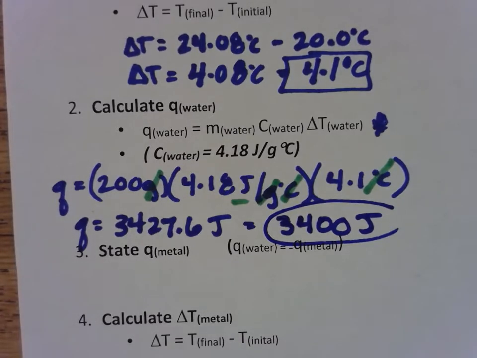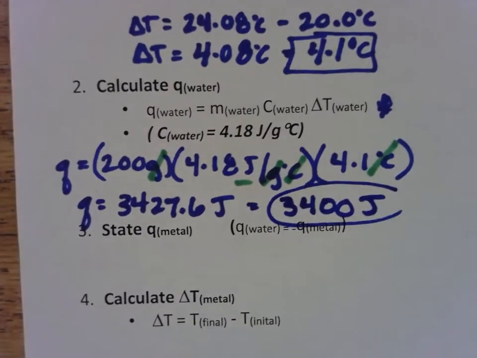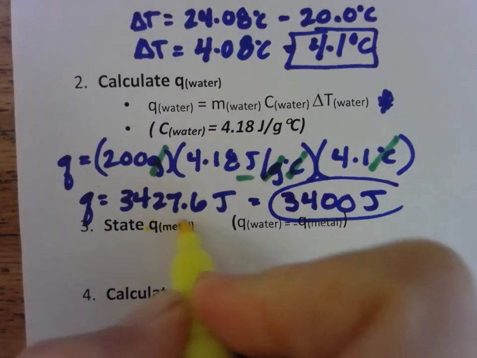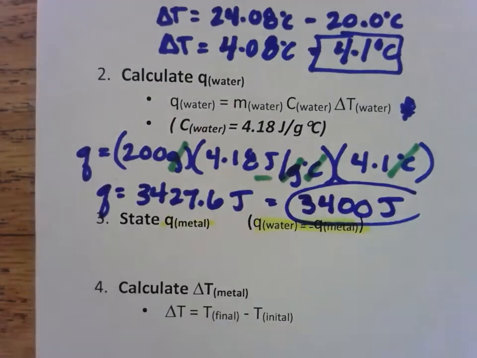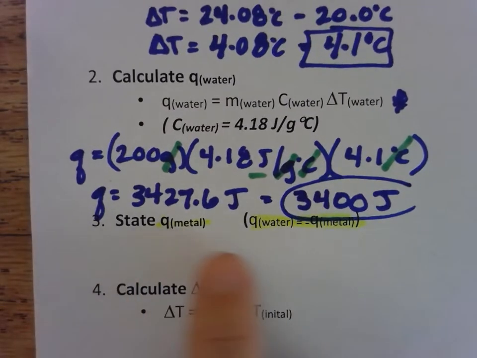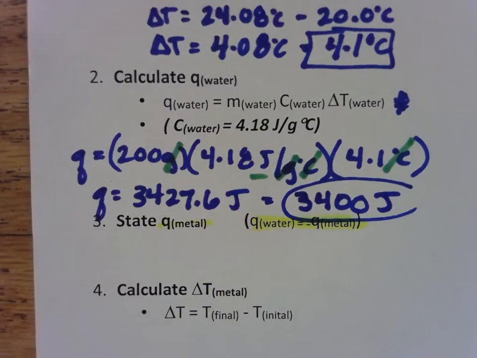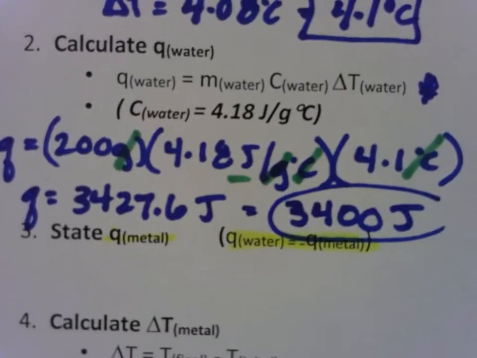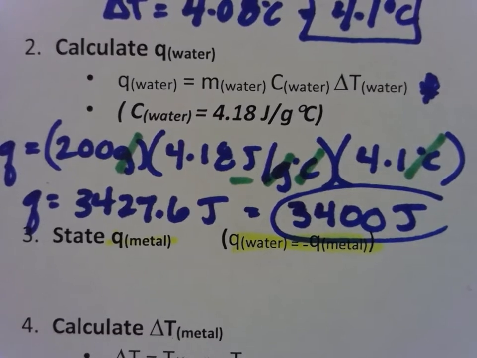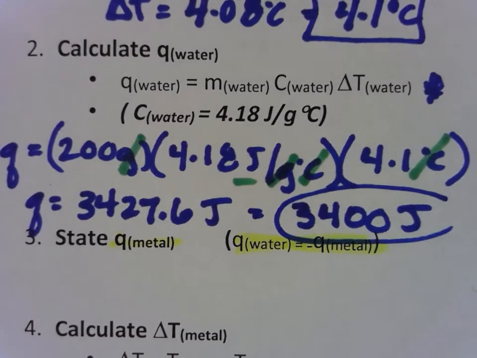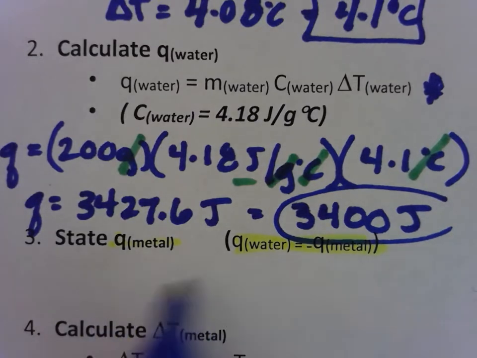All right. Now we're going to state the Q of the metal, because heat flows, right? Sorry, I shouldn't have done that. I got really excited with my Sharpie there. It doesn't say calculate, it says state. So Q water is equal to the opposite of the Q metal. Whatever heat was lost or gained by the water is the opposite for the metal, and vice versa, because we're in a system and we don't create or destroy any heat or energy.